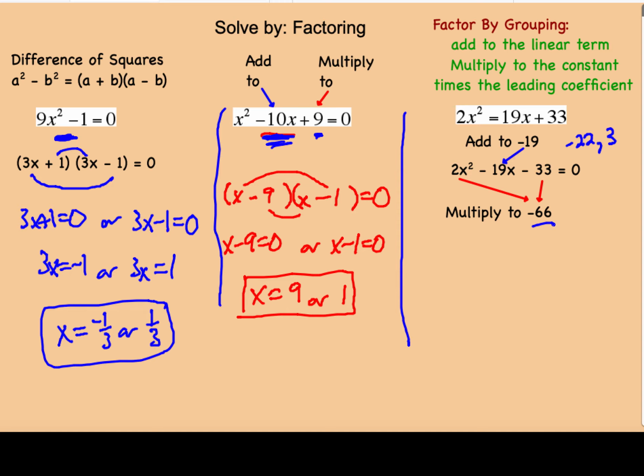So now what we need to do is take 2x squared. I'm going to split the middle. I'm going to kind of reverse that foiling idea, only I'm going to do it step by step. 2x squared minus 22x plus 3x minus 33. Notice I'm just removing that negative 19x, and I'm putting in those two numbers I came up with. Then we're going to do a little bit of simple factoring if there's anything in either of the first two parts.